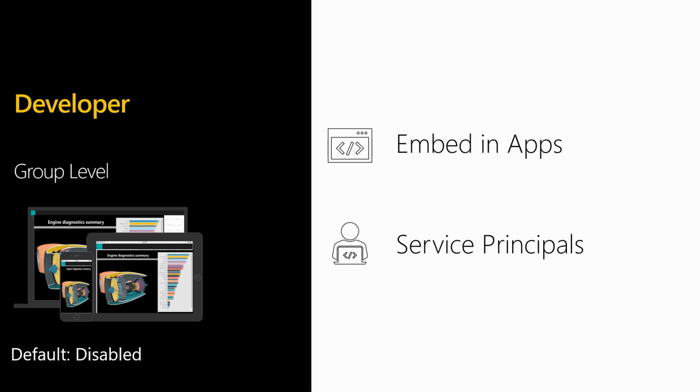The Power BI admin portal also has another section for administering embed codes. As an administrator, you can view the embedded codes that are generated for your tenants. You can also revoke or delete these codes.